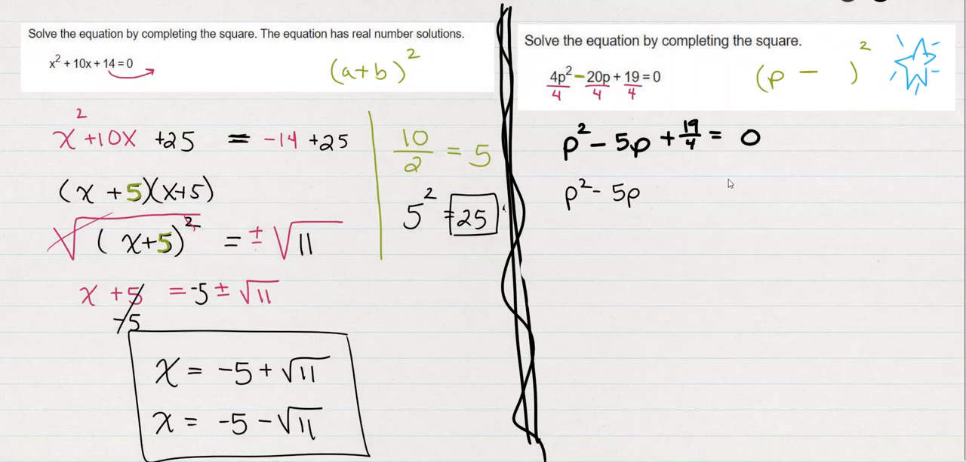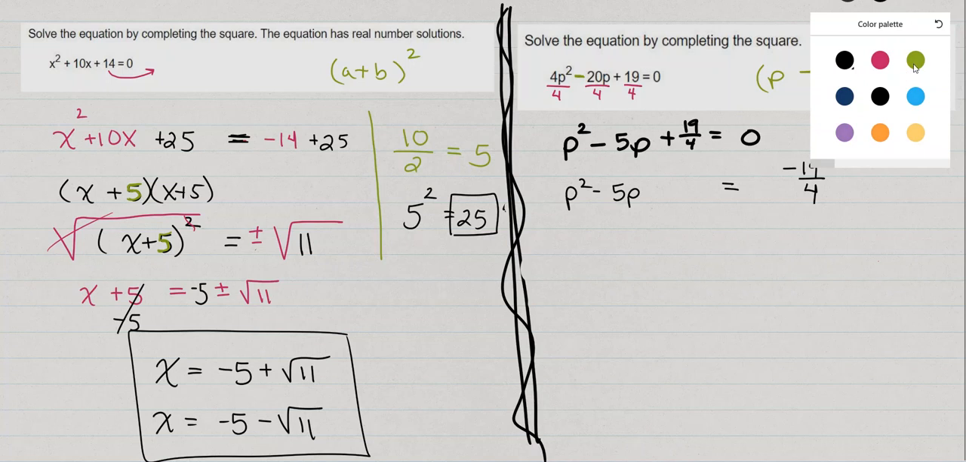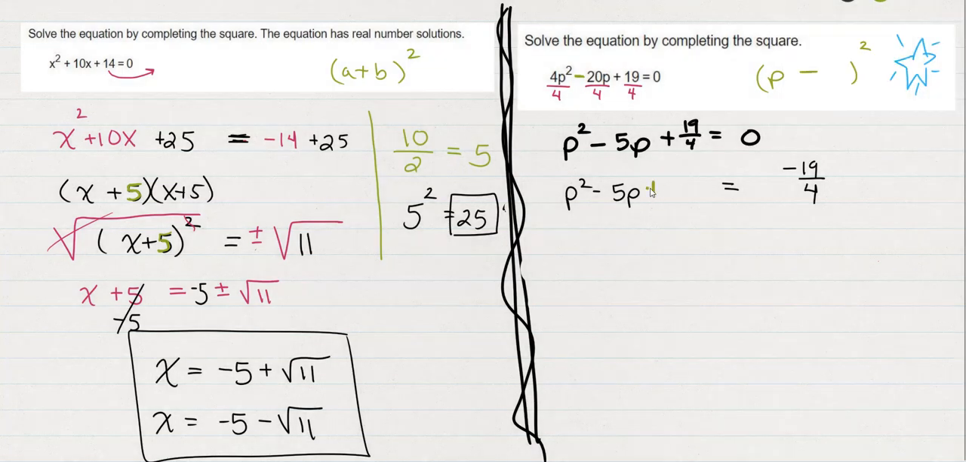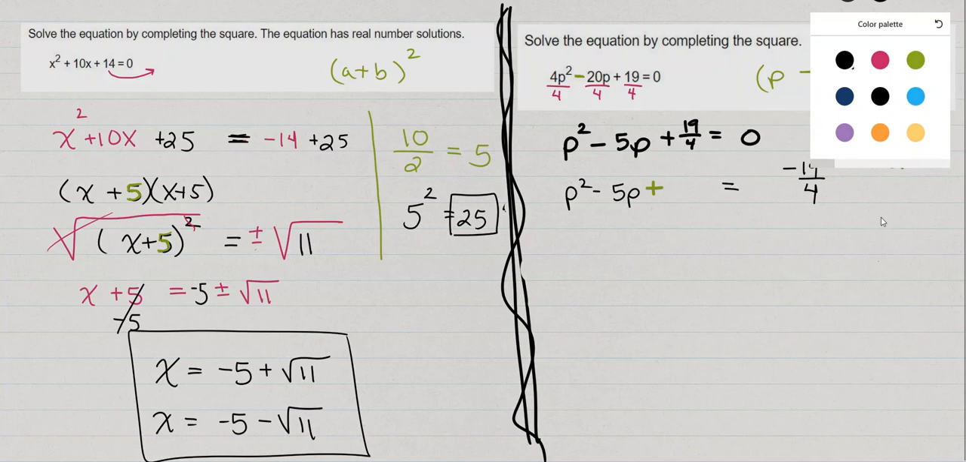We have p squared minus 5p, and I'm going to isolate those two p terms by subtracting the 19/4 from both sides. And now, just like I did on the left, what I'm going to do is look for that magic number, that number that when I add it in here, I get a perfect square. Here's how I get that number. I'm going to take the negative 5 and cut it in half, and then I'm going to square it.